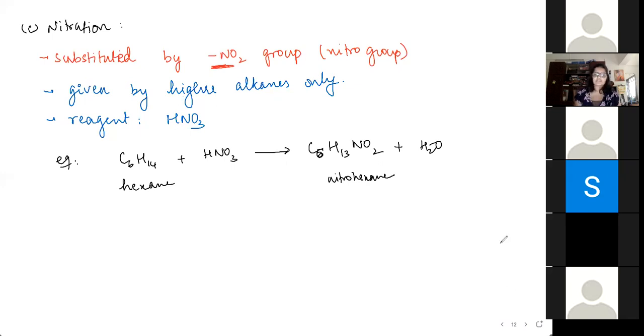Same principle as that of sulfonation, just that the group and the reagent that we use changes. So halogenation, you have free radical substitution. All of these others, not exactly free radical substitution, but these are other substitutions that you do with alkanes.